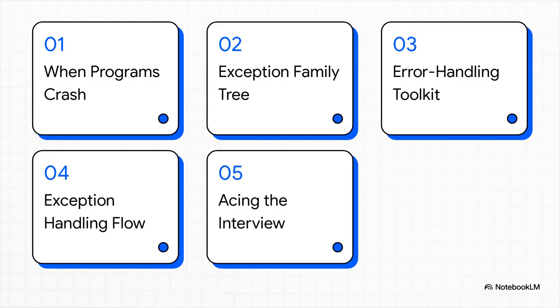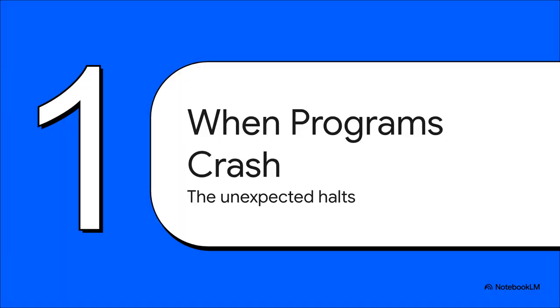So here's our roadmap for today's rescue mission. First, we'll look at when good programs crash. Then check out the exception family tree. After that, we'll open up your error handling toolkit, map out the exception handling flow, and finally, wrap up with acing the Java interview.